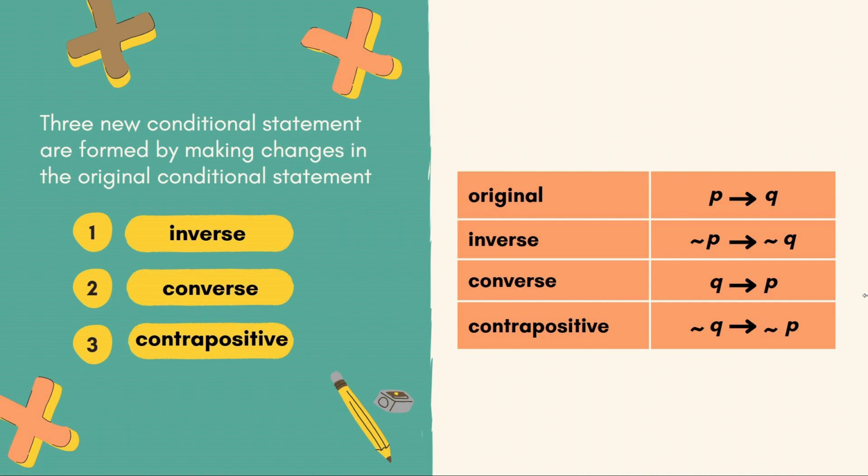Inverse, 2. Converse, and 3. Contrapositive. The table shows how the inverse, converse, and contrapositive are changed from the original.